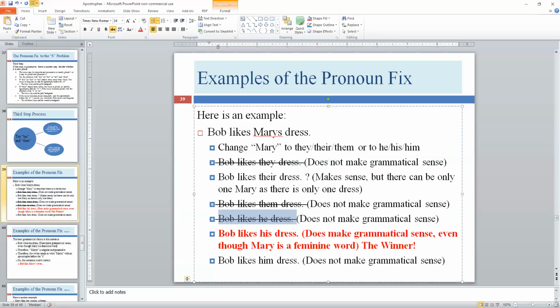Now, of course, we know that Mary is a female and the word his is masculine, so what really would sound better would be her dress. But we're going to ignore the whole gender issue, and we end up liking this one. This one sounds best. Let's look at our last choice, just to be complete. We have him. Bob likes him dress. Again, doesn't sound good to us. So we're really preferring his, but the their doesn't sound dreadful, awful, terrible. Okay?